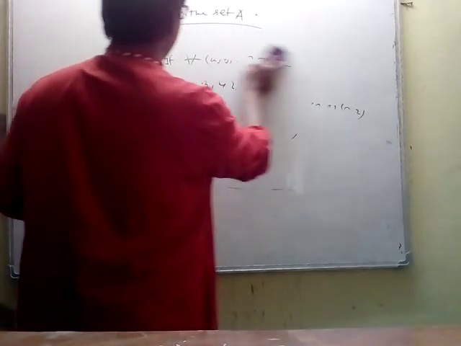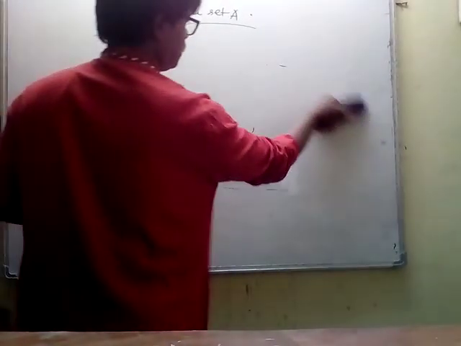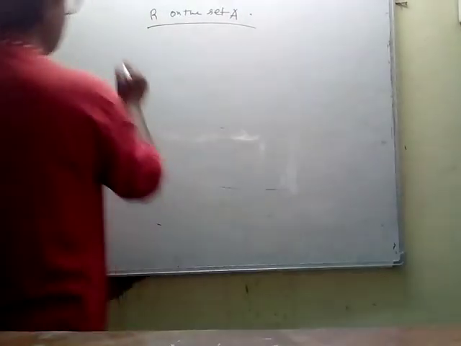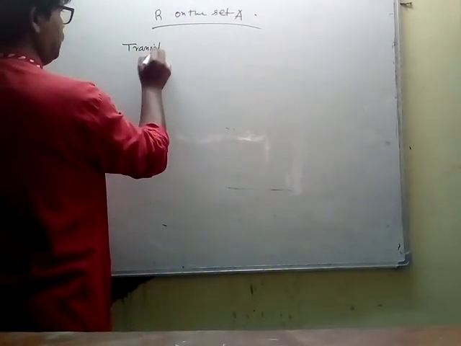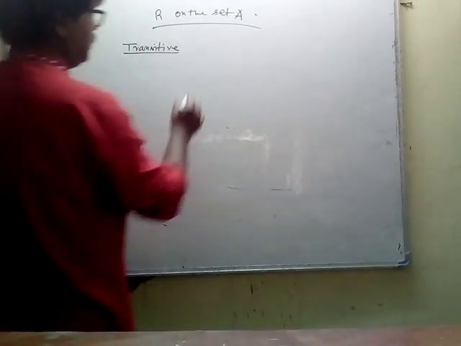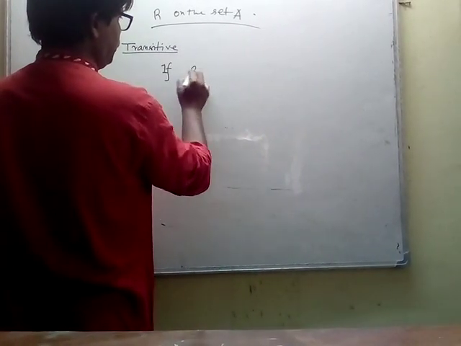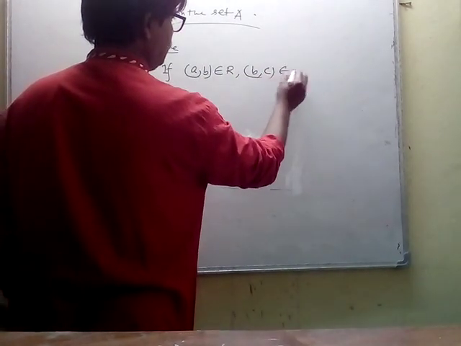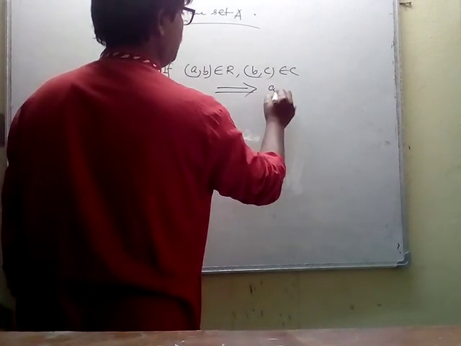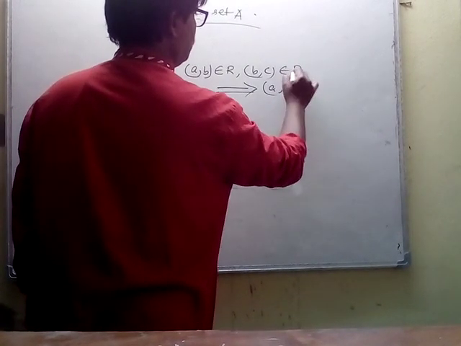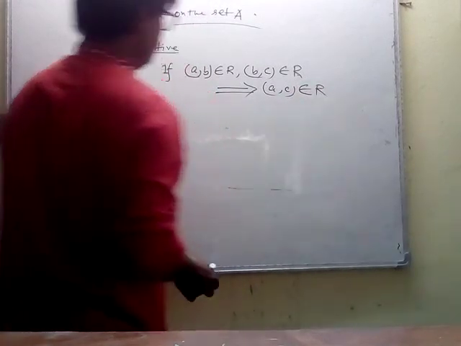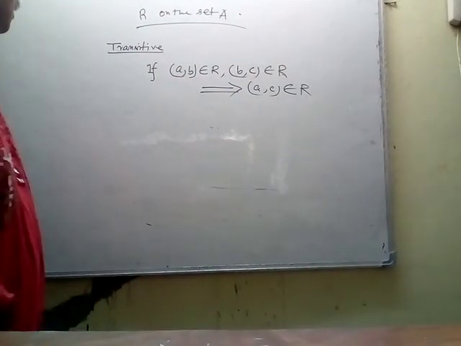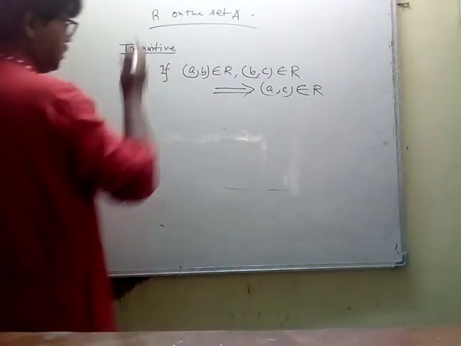Now transitive relation. R is a relation on the set A. Then R is said to be transitive if a is related to b, and b is related to c, then a is related to c. That is, if (a, b) belongs to R and (b, c) belongs to R, then (a, c) belongs to R. This is a transitive relation.